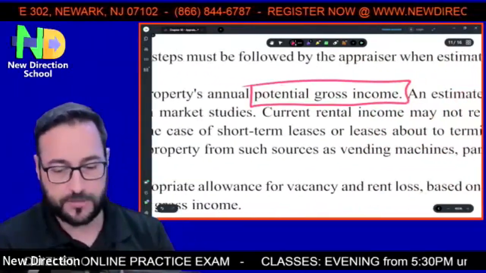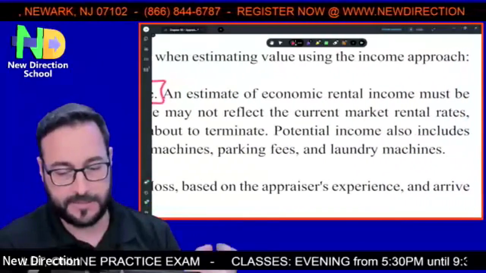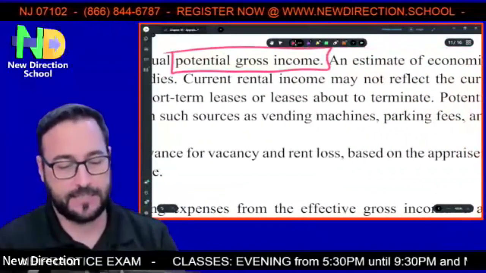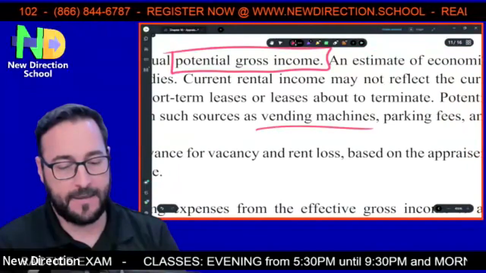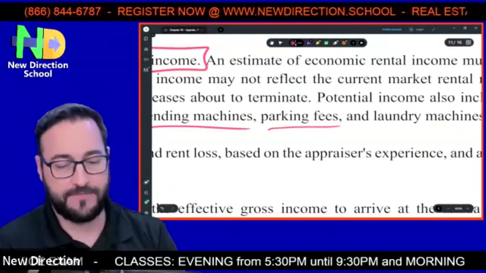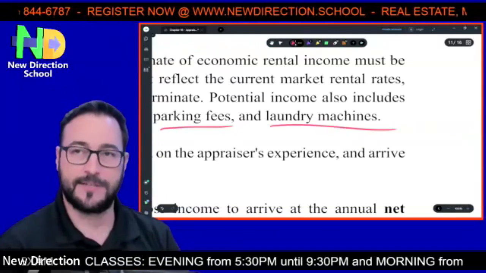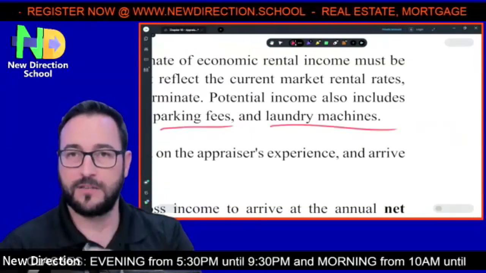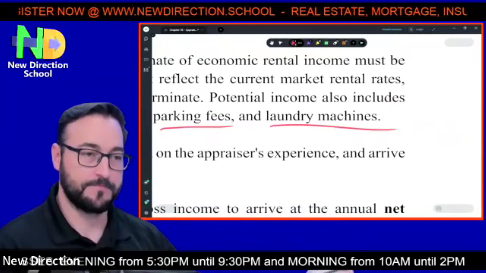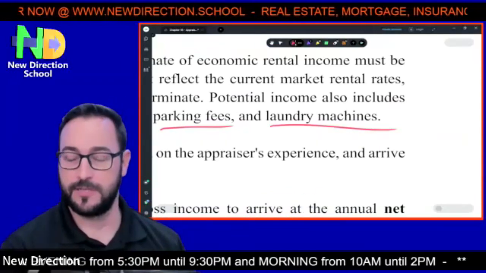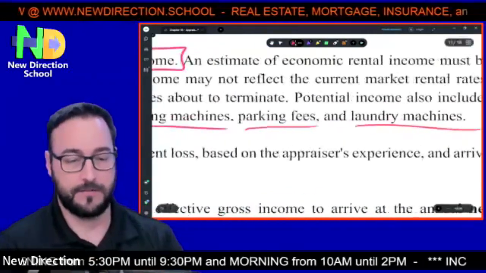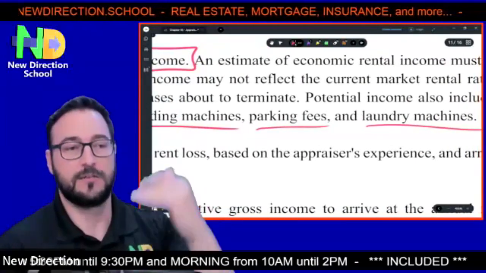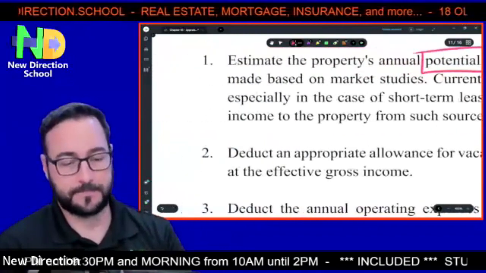Especially in the case of short-term leases or leases about to terminate. Potential income also includes income to the property, such as sources as vending machines, parking fees, laundry machines. These are not part of rental. Parking rental is not part of housing rental. Okay, so these are extras in our calculations. All right. So vending machines, parking fees, and laundry. We add this to the potential income.